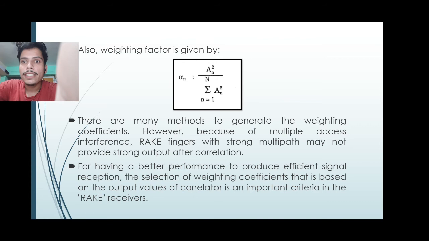There are many methods to generate the weighting coefficient. However, because of multiple access interference, rake fingers with strong multipath may not provide strong output after correlation. So for better performance and efficient signal reception, the selection of weighting coefficients based on the output values of the correlators is an important criterion in the rake receiver.